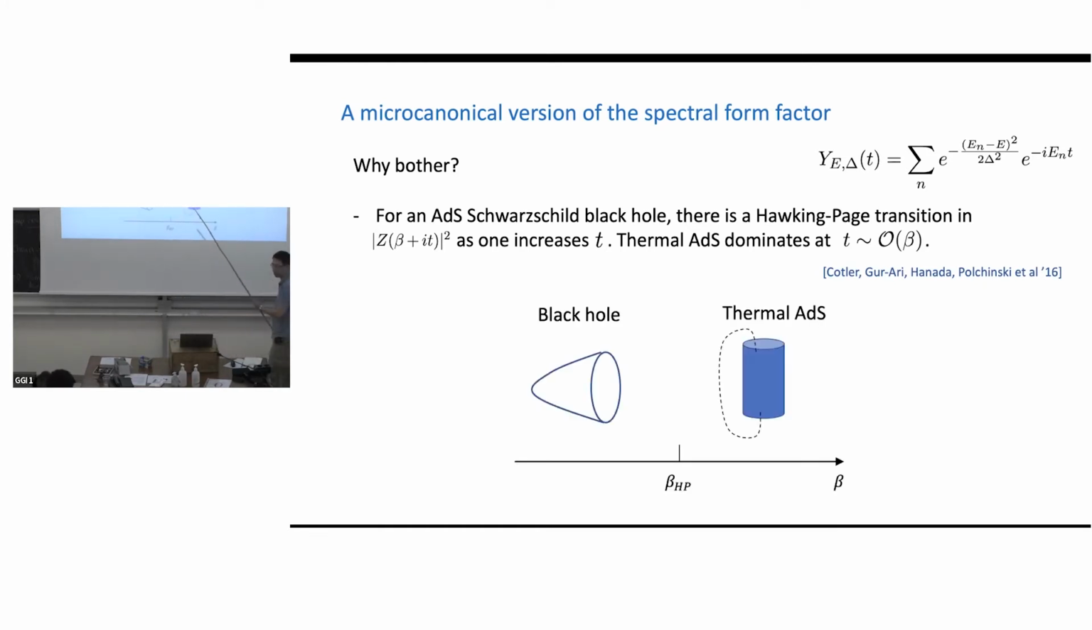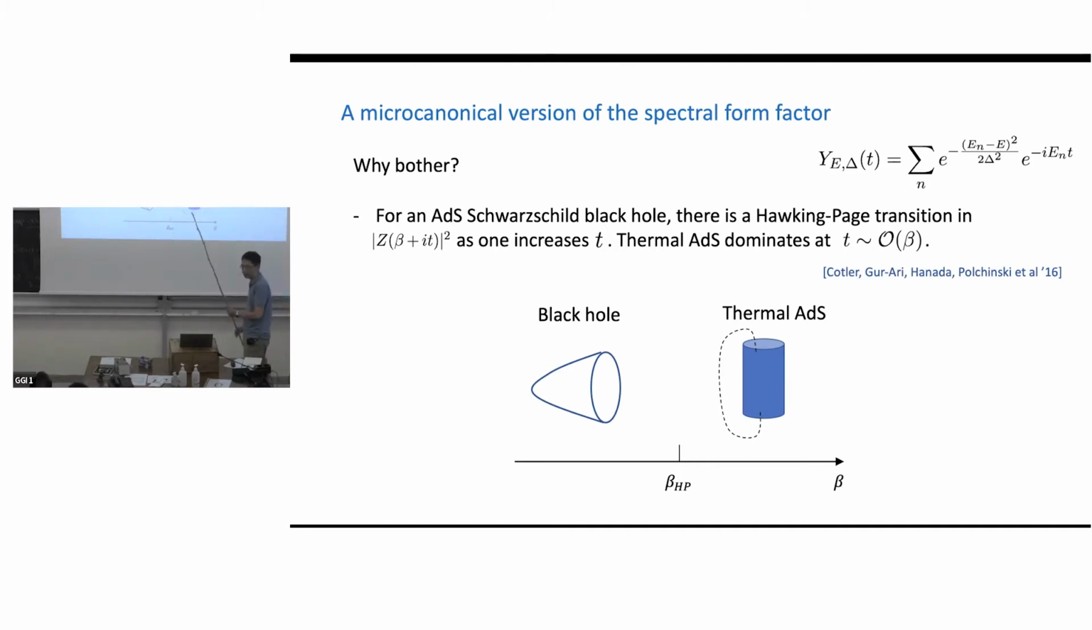So let me remind you that in higher dimensional AdS, on the real axis of the beta axis, as you change the temperature, in the low temperature phase, or when beta is relatively large, the bulk is dominated by a thermal AdS saddle, which I draw here as a cylinder, where the time is periodically identified. But as you go above the Hawking-Page temperature, in the high temperature phase, the bulk is dominated by a black hole saddle point.